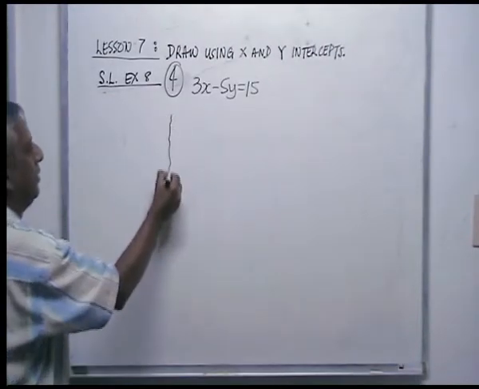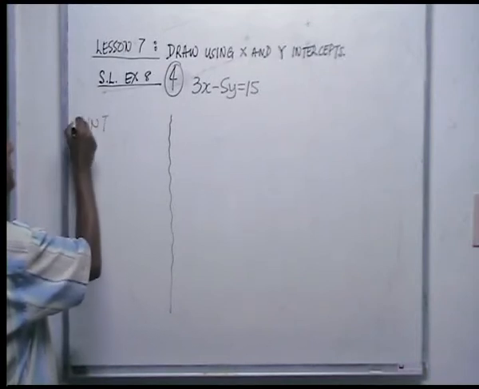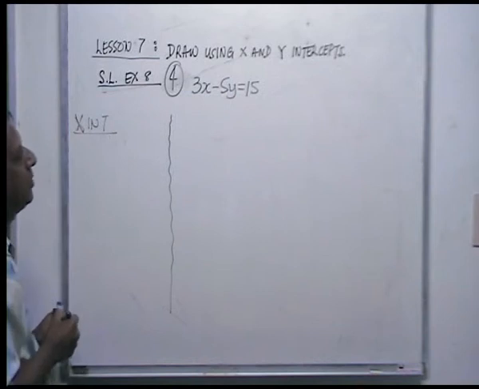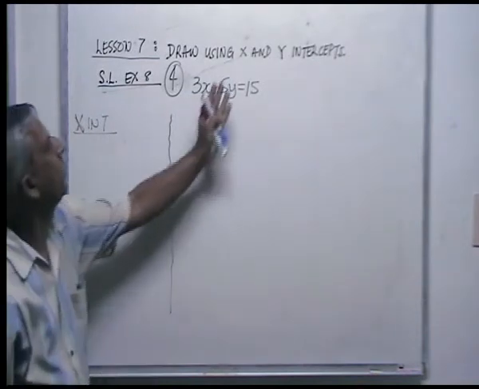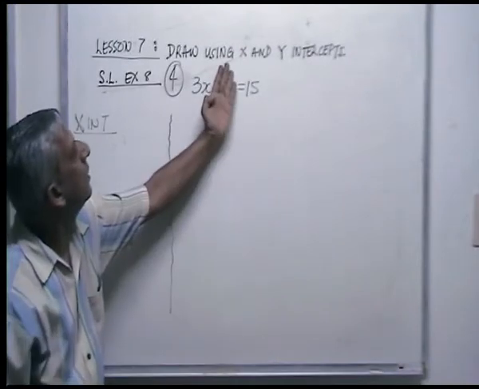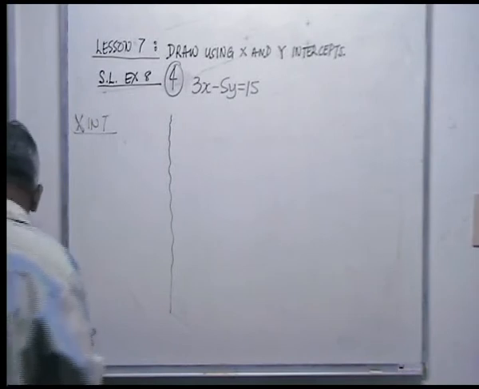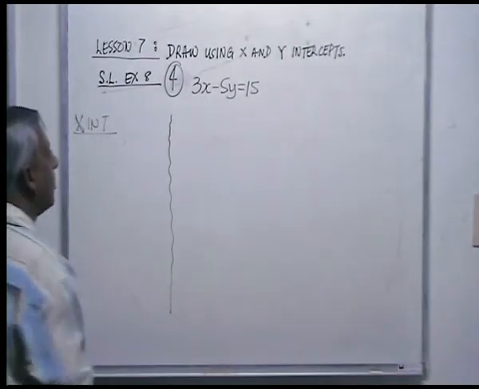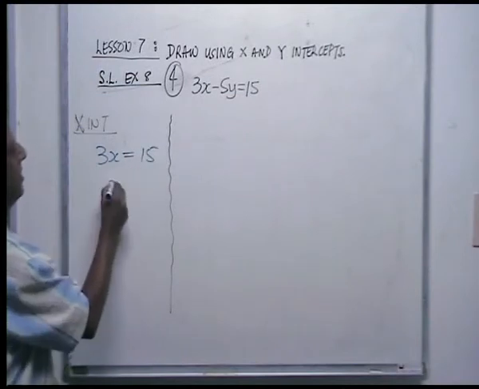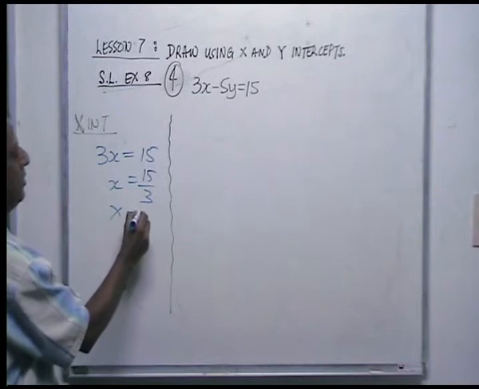3x minus 5y is equal to 15. So we want the x-intercept. If you want the x-intercept, you're going to make y equal to 0. So what's left? 3x is equal to 15. X is equal to 15 over 3. X is equal to 5.